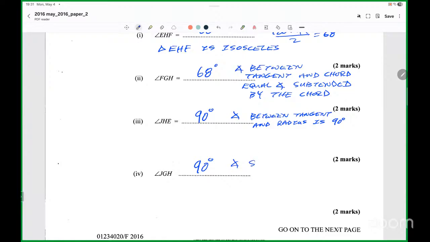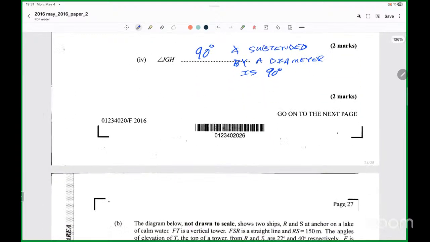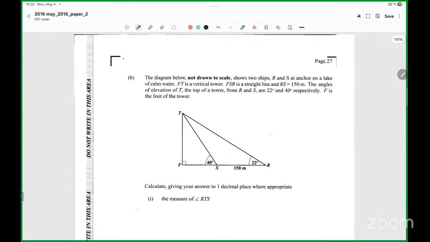Angle subtended by a diameter is 90 degrees. That's it. Done. Come to this question now.